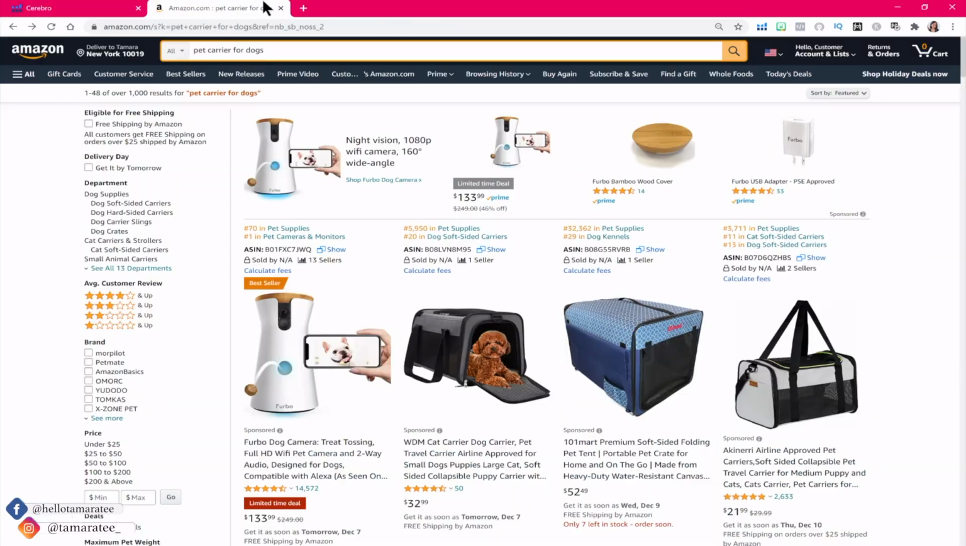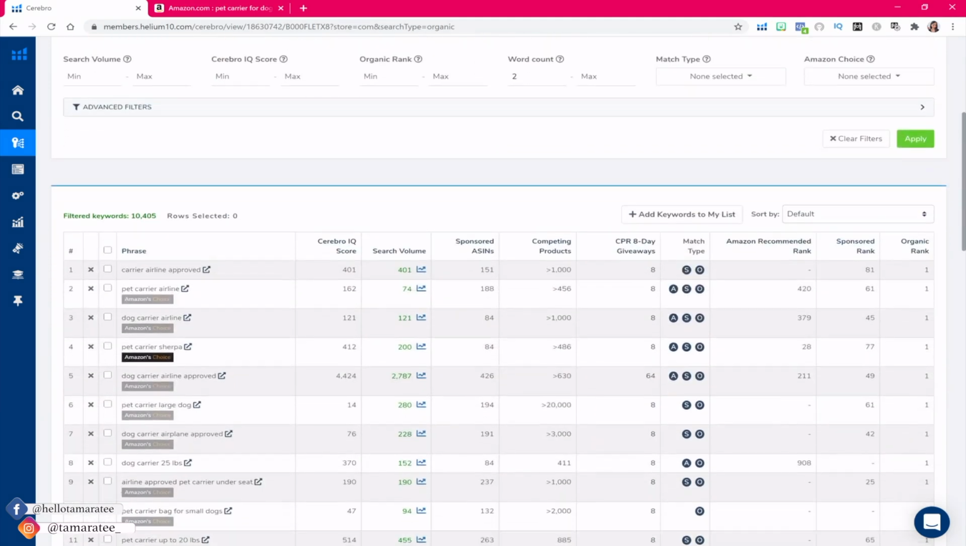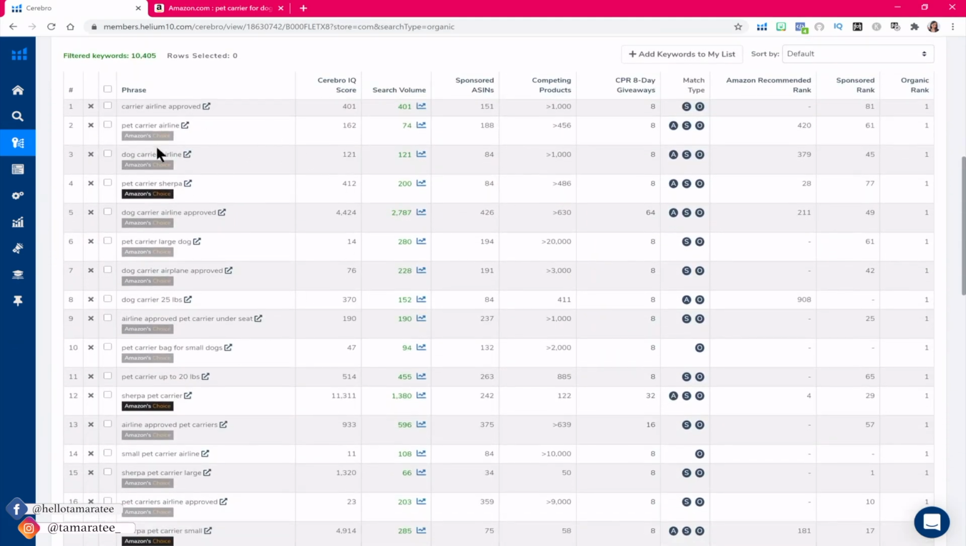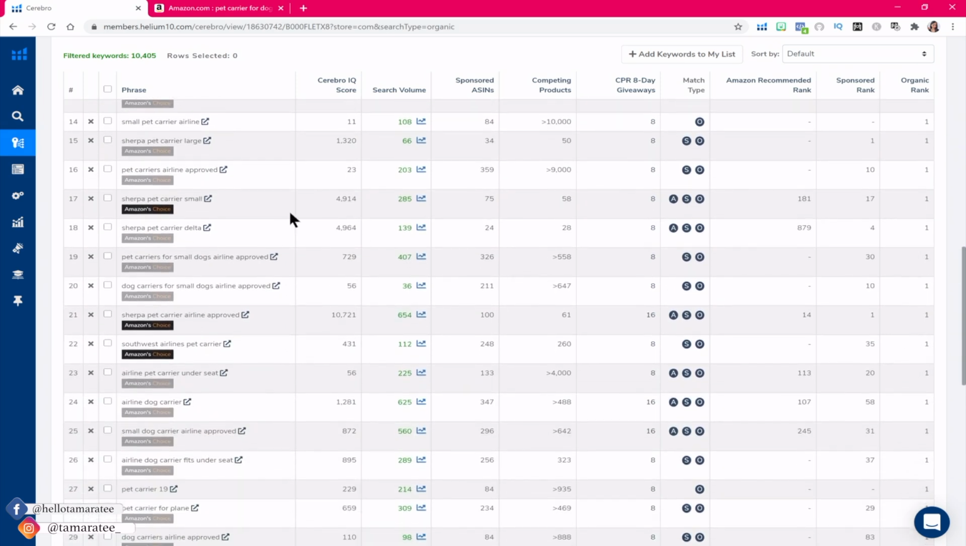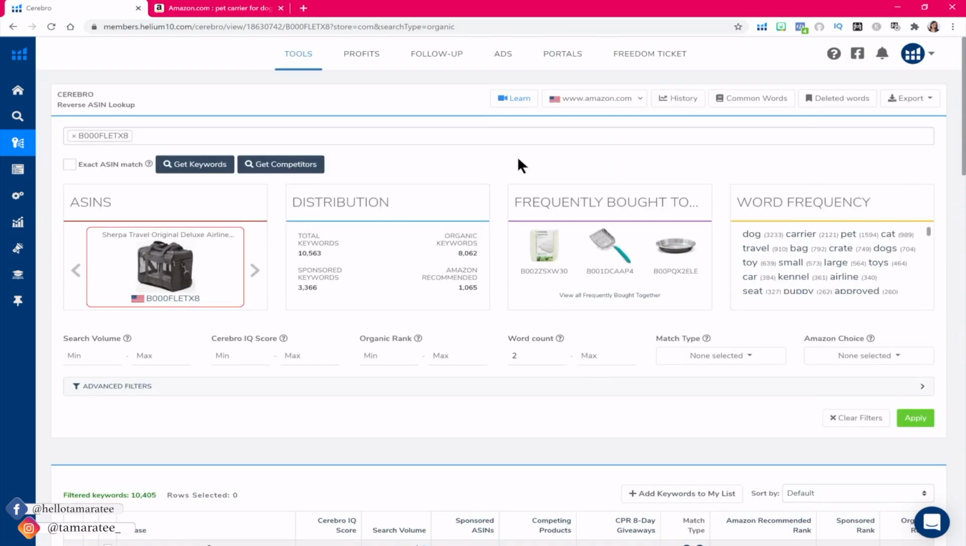You have to know how many people are searching for your product. What types of keywords are ranking for your competitors? What types of keywords should you include in your product listing if you decide to source a pet carrier? Or if you are doing product research, can I find any more products here that are related to my main product, the pet carrier? There are so many ways to find winning products simply by analyzing a product's keywords.